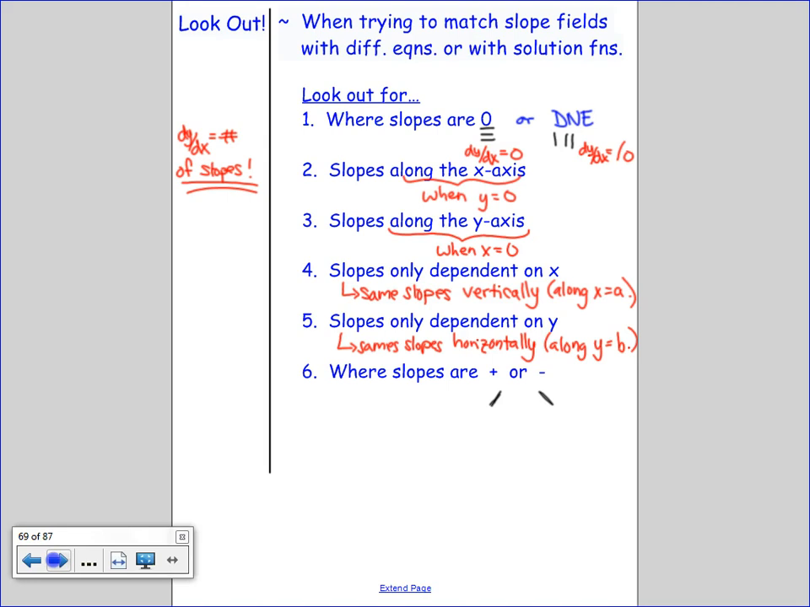We can consider test points and the resulting signs of dy dx, hence the signs of the slopes, when you choose a test point and plug it into the dy dx. That might not make sense yet, but we'll look at it. Technically, those are pretty much my entire arsenal of clues for looking at slope fields.